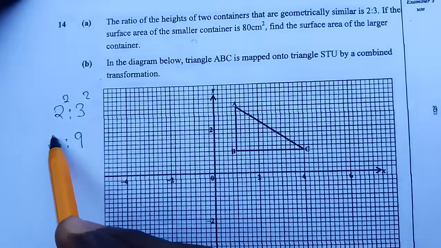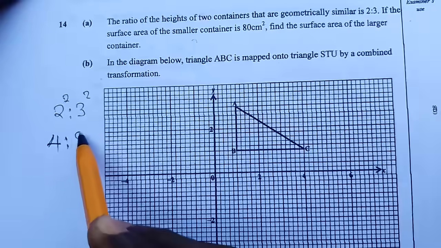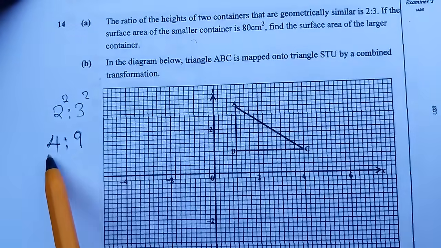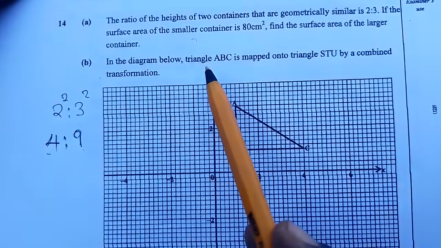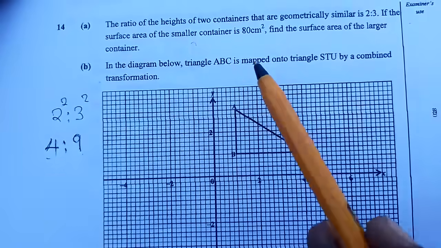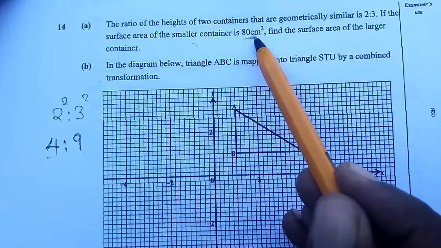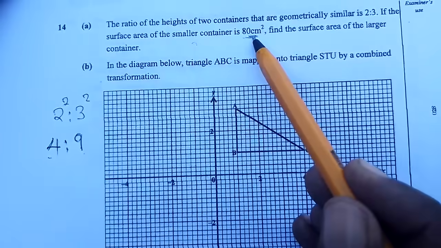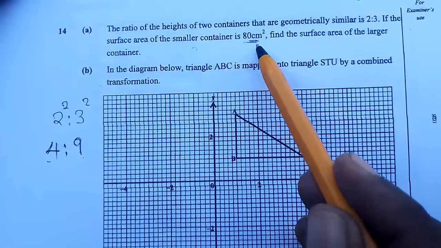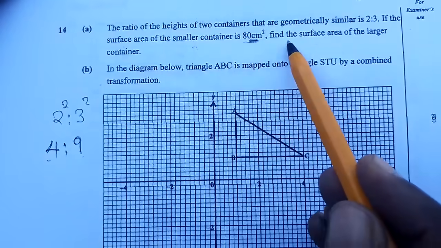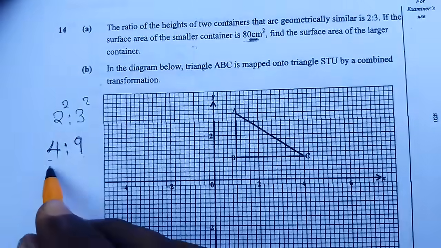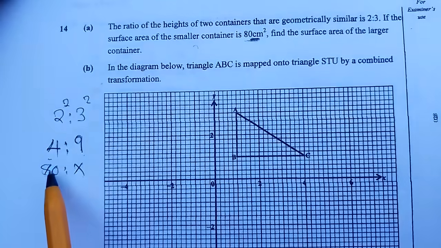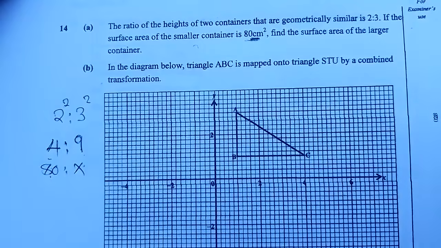So this is 4 to 9. Then this is for the smaller one, the larger one. So they want you to find the one for the what? The smaller one, which is, if the surface area of the smaller container is this one here. It is that. Then they want you to find the larger one. So here you say 80, then the larger one you put x.